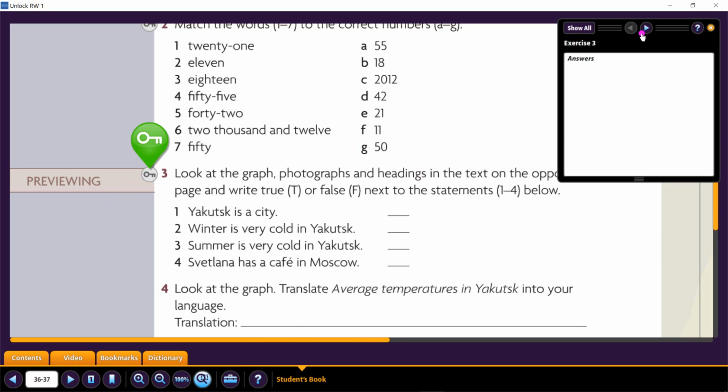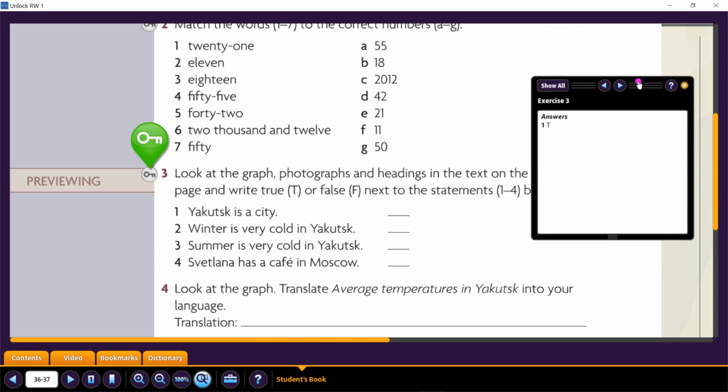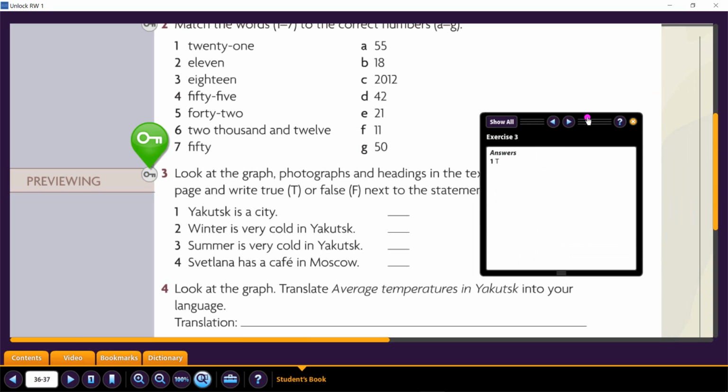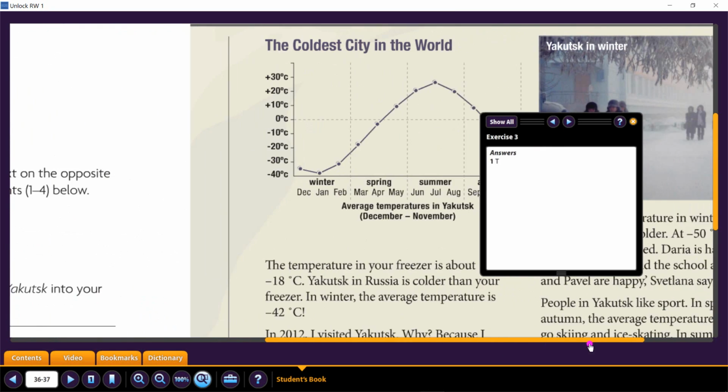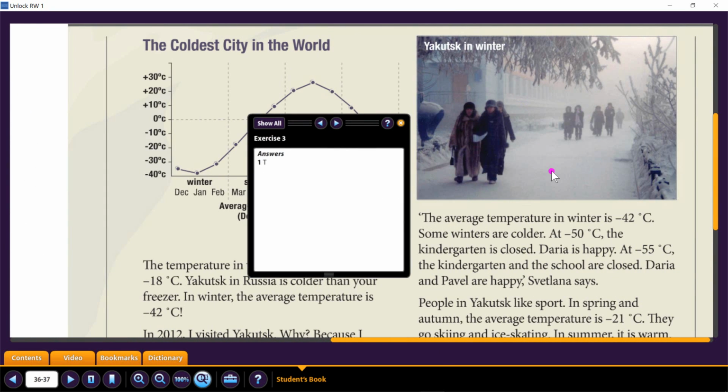So, number 1, Yakutsk. Yes, it is a city. It's not a country. It's inside a country. Number 2, winter is very cold in Yakutsk. What do you think? Is it true? Is it false? We see here Yakutsk in winter. So what do you think?